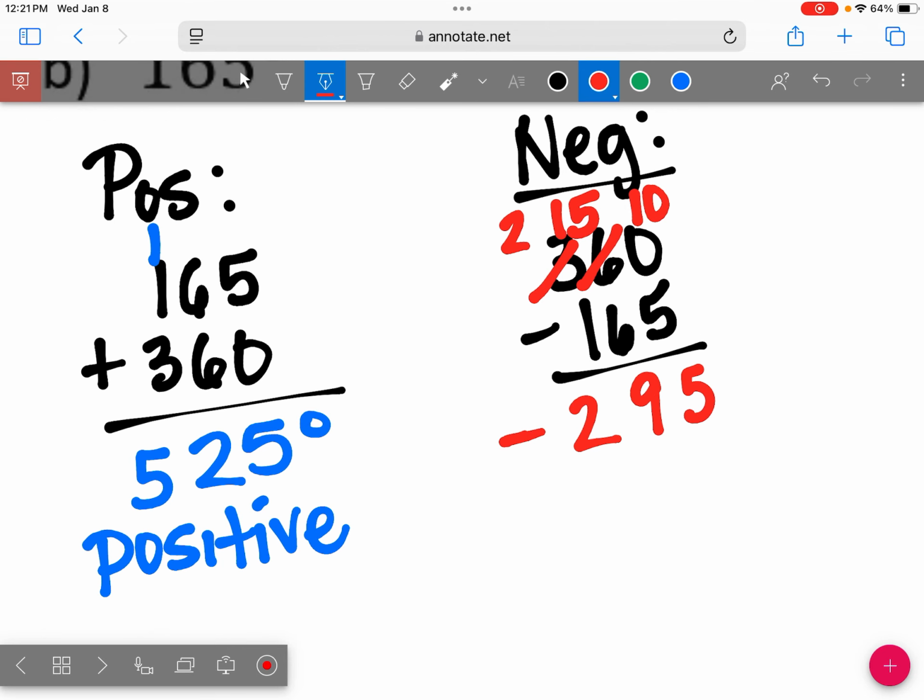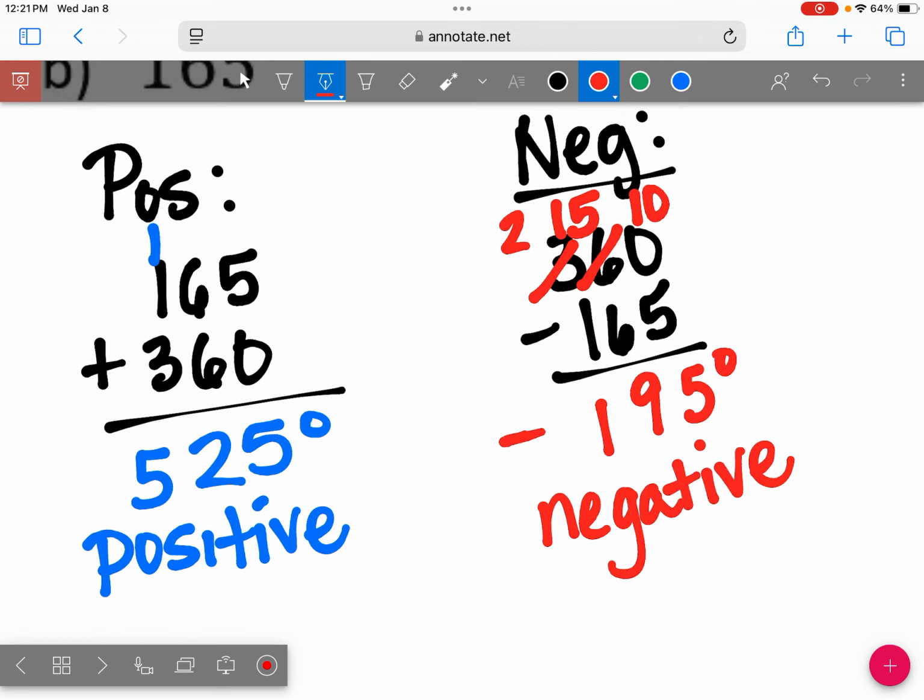So we're really doing 165 minus 360. Wait, it's 1. Oh, what did I do? It's 2 minus 1. Oh, it is 2 minus 1. Thank you so much. So 2 minus 1 is 1. But this has to be negative. I just did not see that 1 there. So it'd be negative 195.